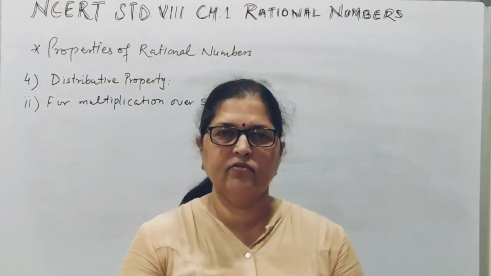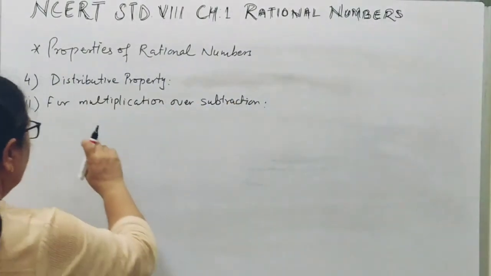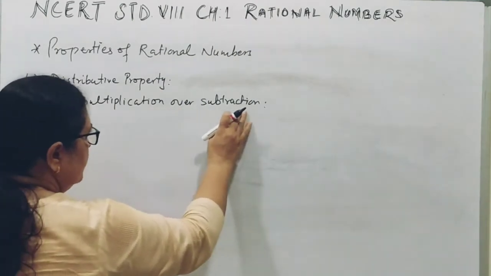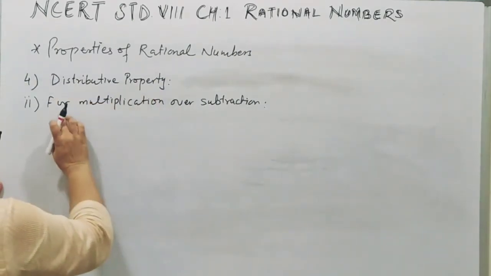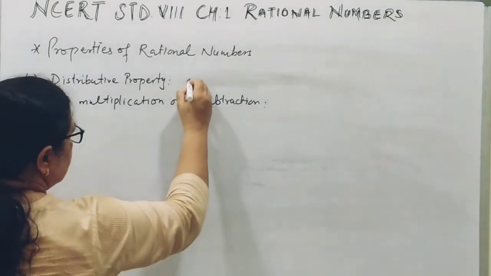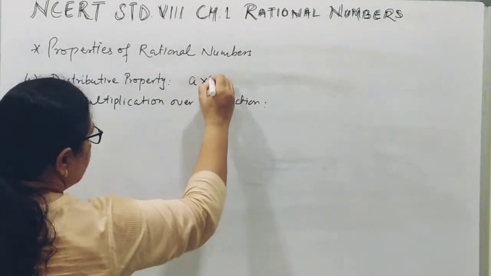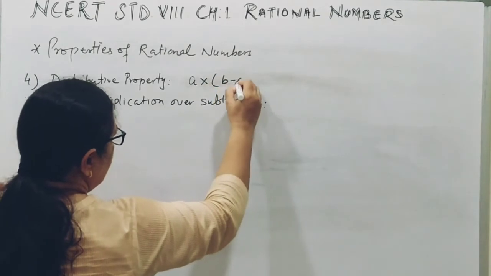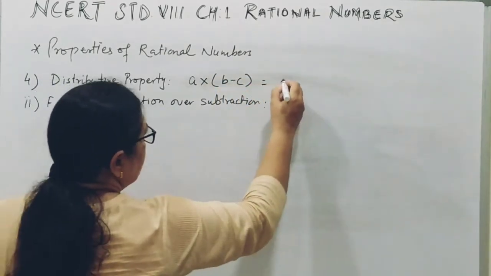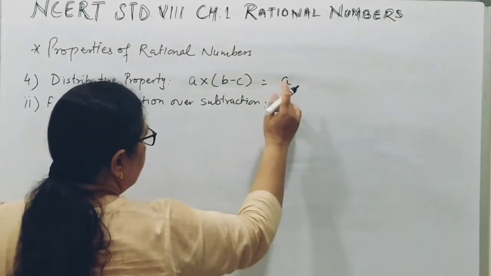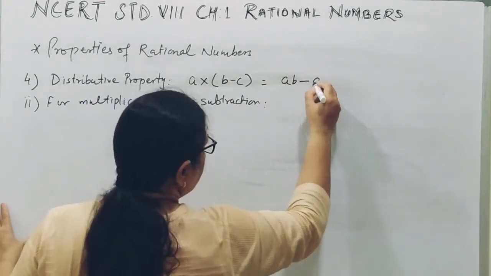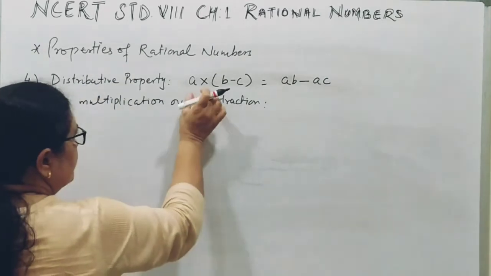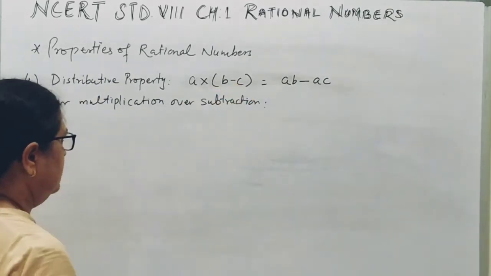Next, we will take the case of distributive property for multiplication over subtraction. What is the meaning of distributive property for multiplication over subtraction? Let us have 3 rational numbers a, b and c. So a into b minus c is equal to a into b minus a into c. This is multiplication over subtraction.